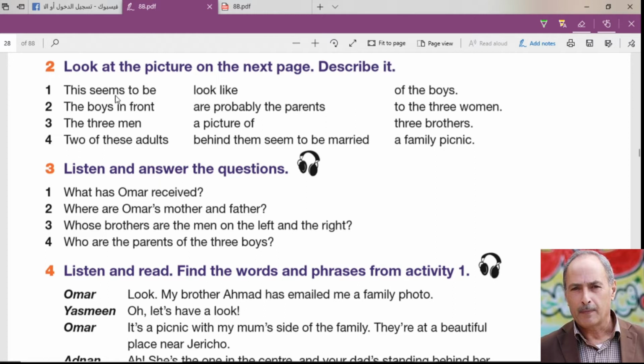To match this part with the other correct parts, we need to know that this refers to picture. Seems to be means in Arabic يبدو وكأنه. We also need to know that be can't be followed by a verb like look or are. It can be followed by a noun or an adjective. But before we decide, let's see the last one here. This seems to be behind them seem to be married. It's meaningless. So, the correct part that matches with this is a picture.